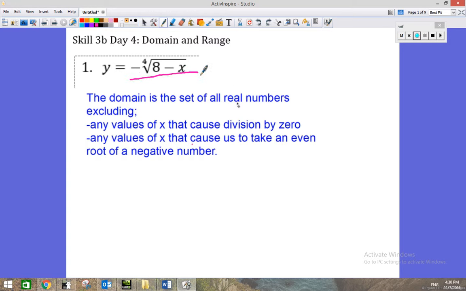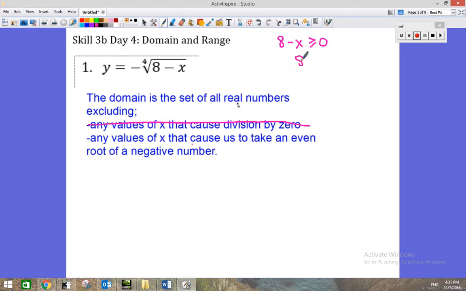Well, when I look at this, I don't have any variables in a denominator, so I don't have to worry about division by 0. But I do have an even root here. This is a fourth root. So I know that this 8 minus x represents some number, and I need that number to be 0 or positive. Alright, so let's solve this for x.